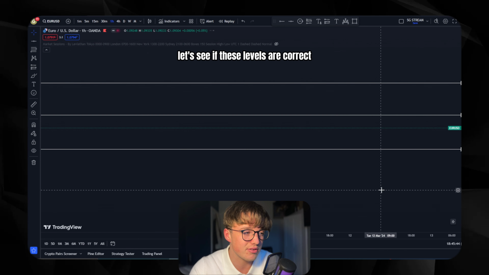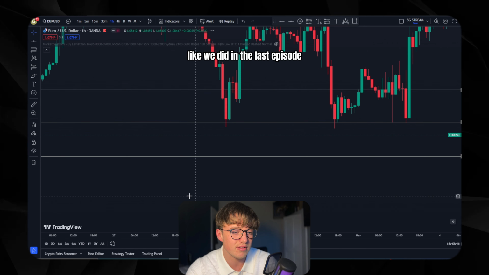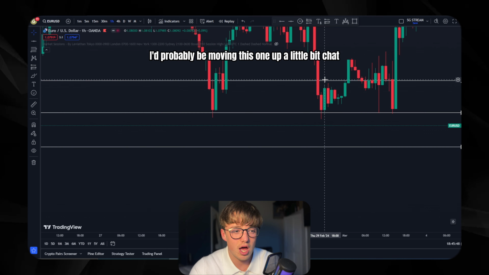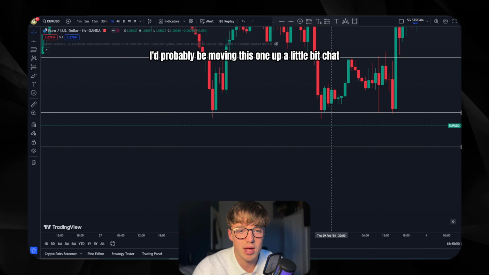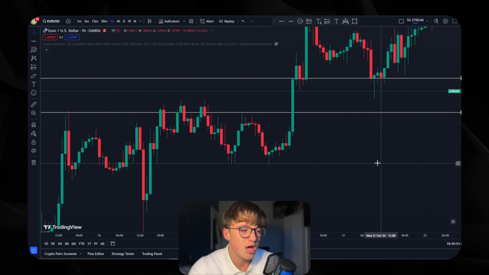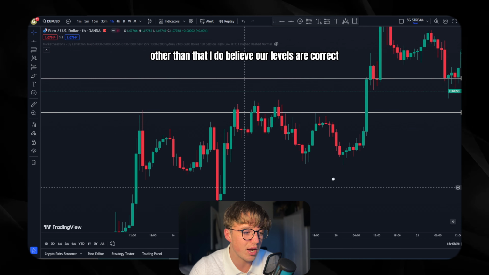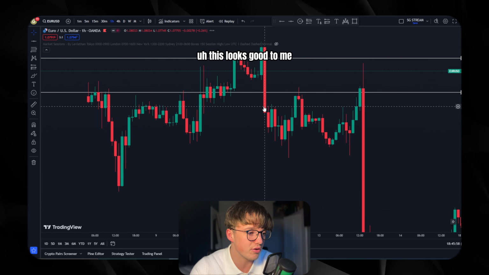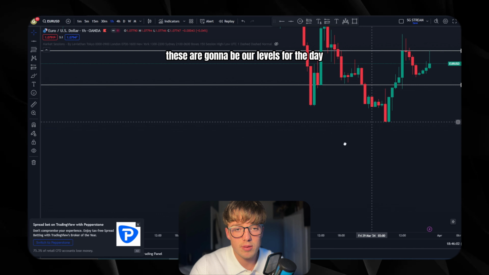Looking to the left, let's see if these levels are correct like we did in the last episode. I'd probably be moving this one up a little bit, chat. Maybe we push it up to this level here just so we don't get caught in any of this choppiness. Other than that, I do believe our levels are correct. Yes, chat, this looks good. This looks good to me. So, other than that, these are going to be our levels for the day.